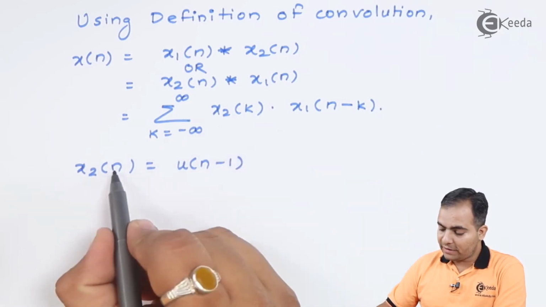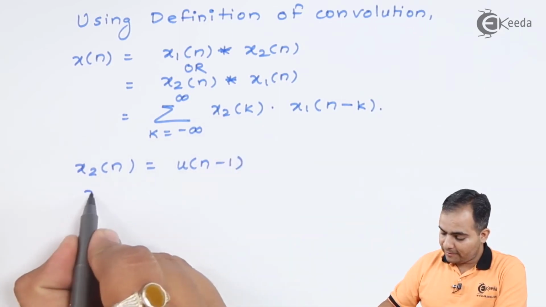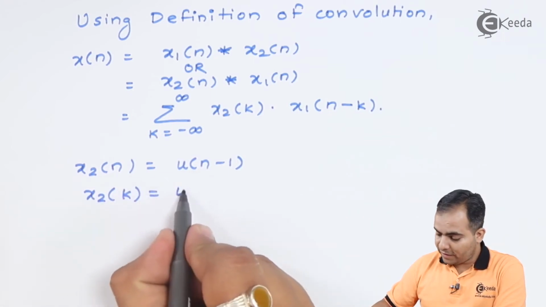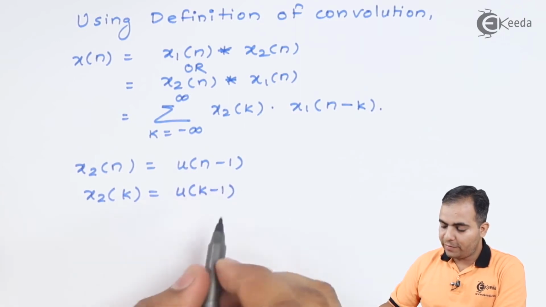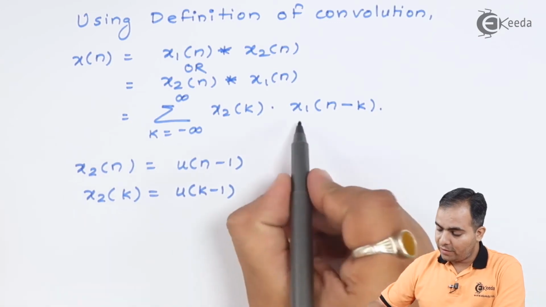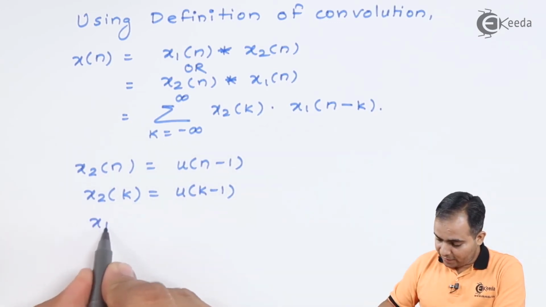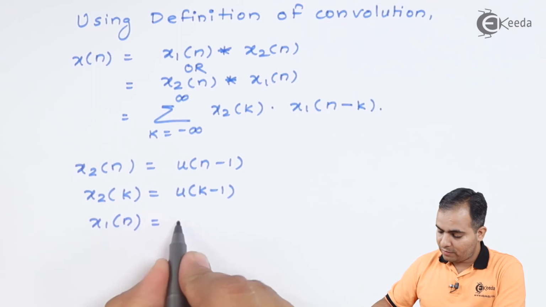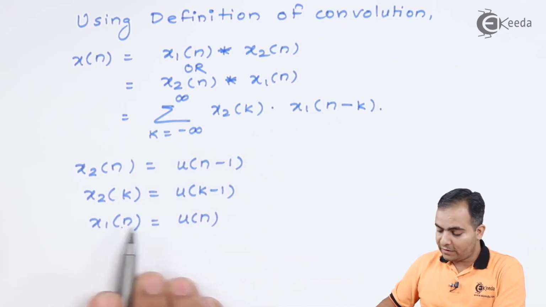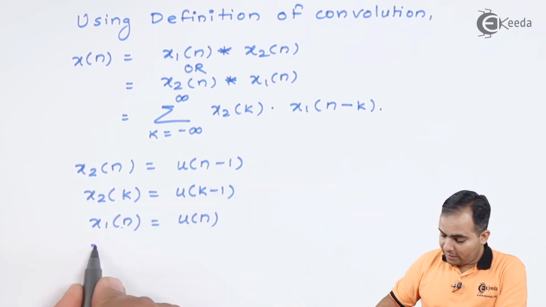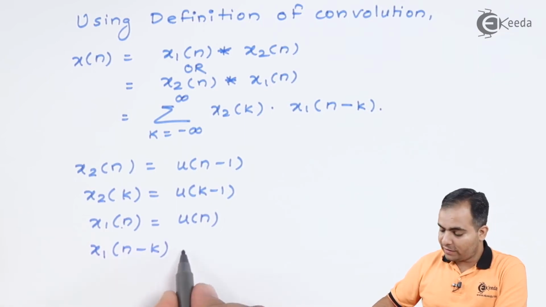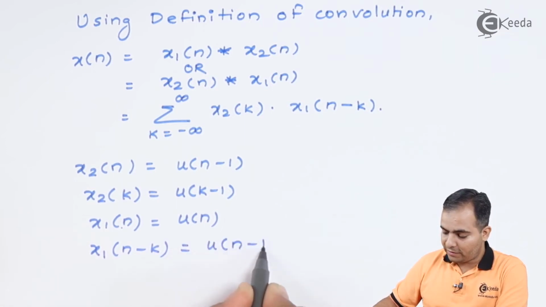So if I replace this n by k, then what will happen? This n is also replaced by k. So I can replace this x2 of k by u of k minus 1. Now what about this? My x1 of n is u of n. So if I replace n by n minus k, then x1 of n minus k is written as u of n minus k.